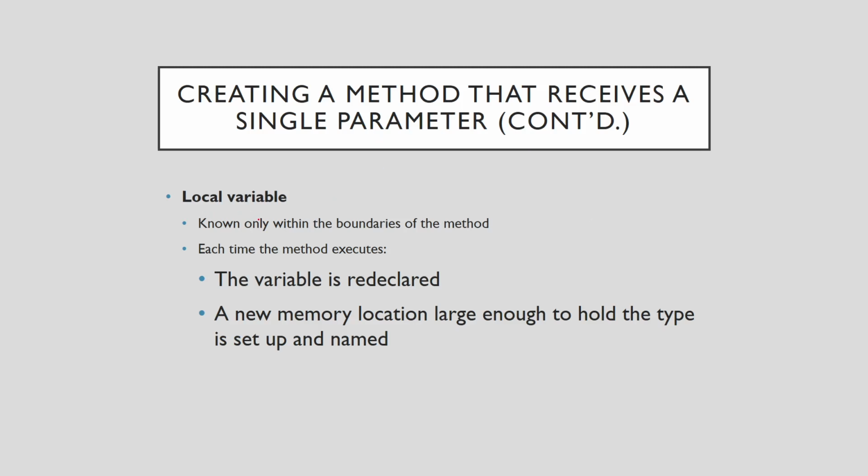Now, the local variable is any variable name, any identifier name, for the parameter. And this variable is redeclared as a new memory location, which is large enough to hold the type that is set up and named, because we are requesting a memory address where this variable is being located.